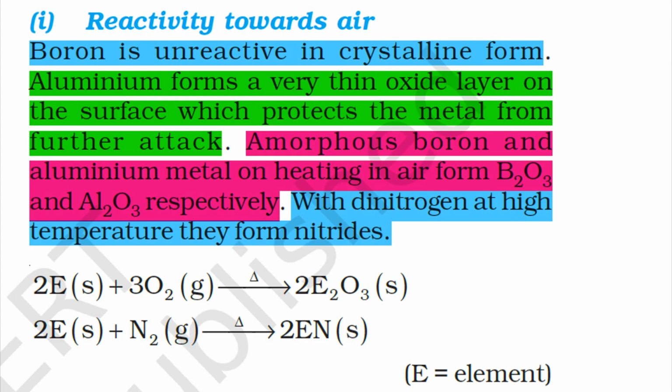First, boron is unreactive in crystalline form. Aluminium forms a thin oxide layer for protection, but amorphous boron and aluminium react with air to form B2O3, that means boron trioxide, and Al2O3, aluminium oxide, and they form nitrides at high temperature with dinitrogen. Here you can see the equations. Here E means the elements of group 13. When group 13 elements react with oxygen, they form E2O3, and when they react with nitrogen, they form EN, or metal nitride.